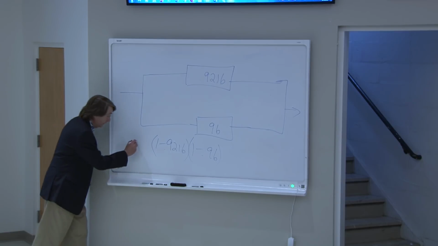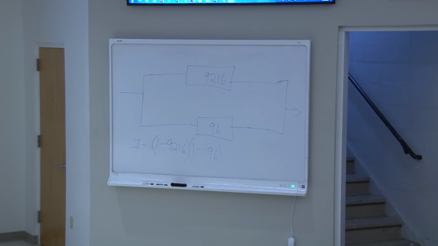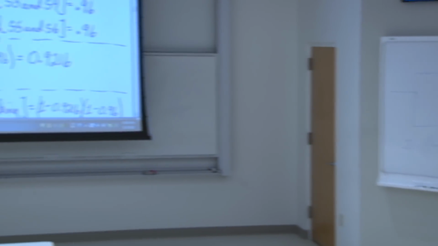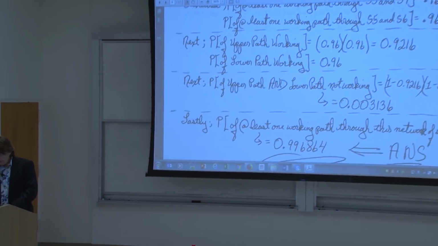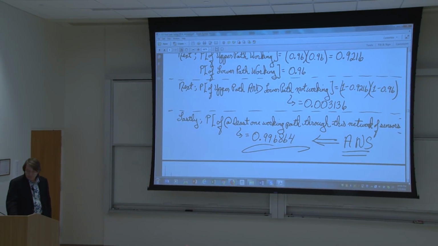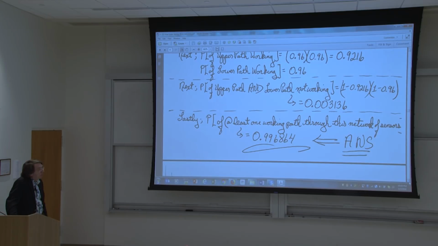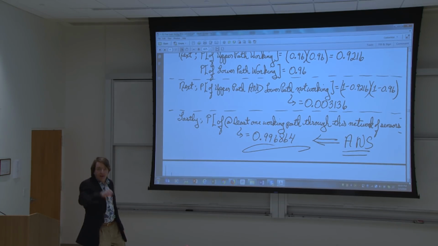What's the probability of it working? Exactly, 1 minus that. So is that what I wrote here? I hope I did. Okay. So it's 1 minus 0.9216 times 1 minus 0.96. I get a rather small number, and then I just take 1 minus that. That's problem 3. How do we do?